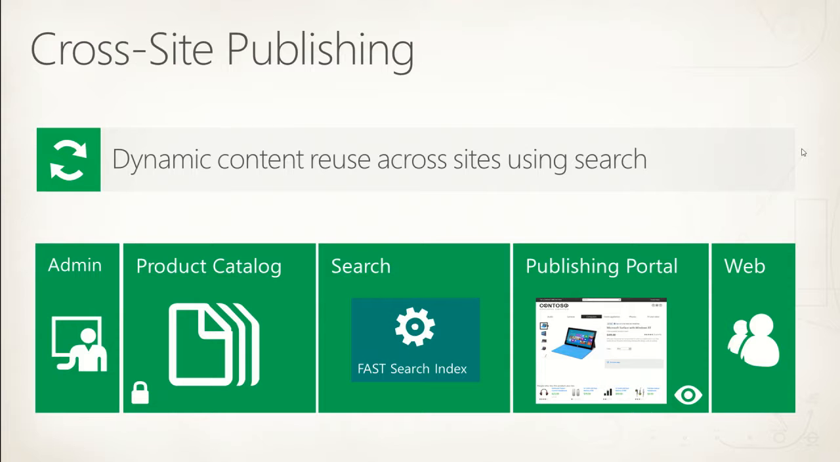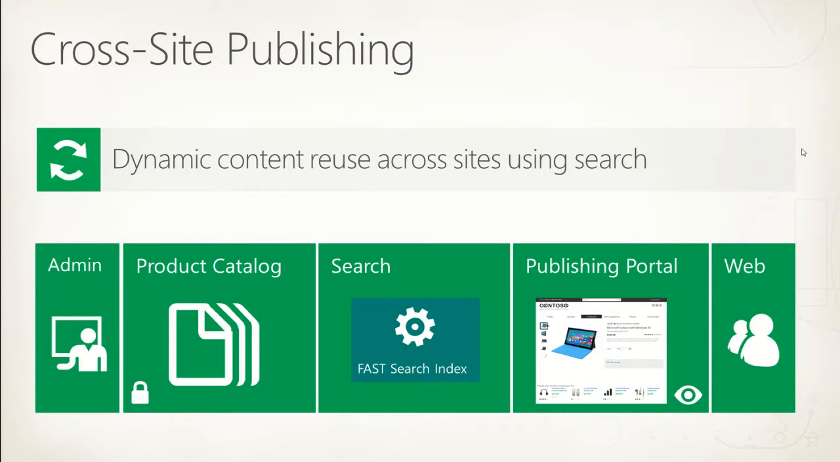So there are two things to call out here. First of all, this has nothing to do with list views. So you don't have to worry about anonymous access and list views and making anonymous access available to the web that the list is living in. This is all run from search. And the second thing to point out is that this is a many-to-many relationship. So I can have one product catalog, and then the content is being reused by multiple publishing portals. Or the other way around, you have one publishing portal that is connecting to multiple product catalogs.